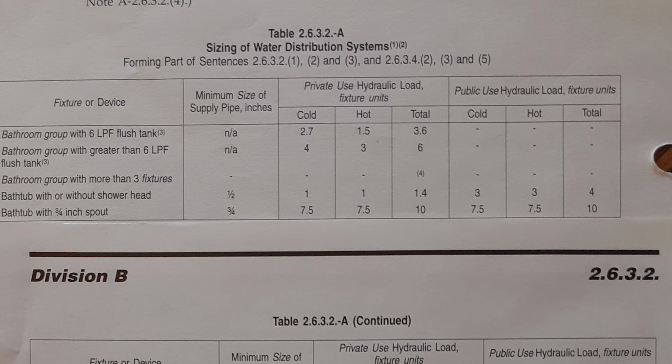Now let's look at the bathtub with or without shower head. If we look in the private column, it's only calling for 1.4 fixture units. But over in the public column, it's 4 fixture units. What they're suggesting is in a public building, that bathtub will have more water usage, so you design the piping a little bit bigger.